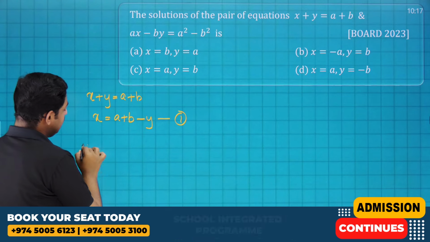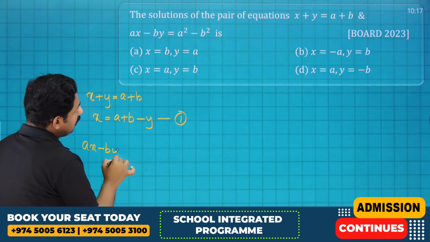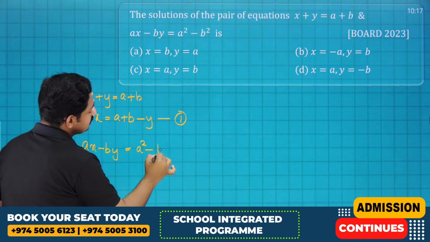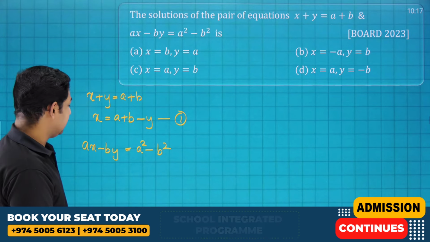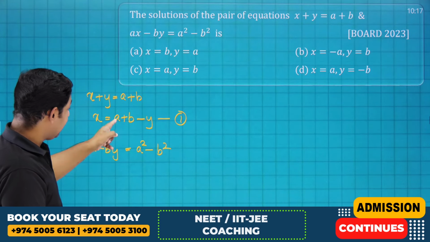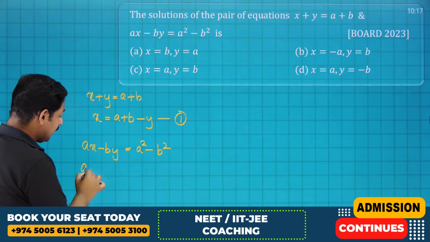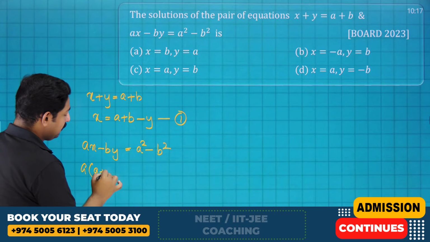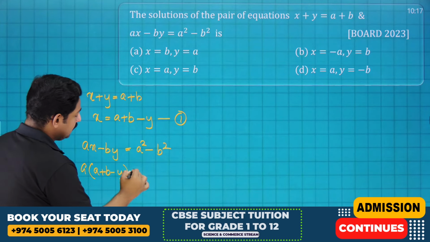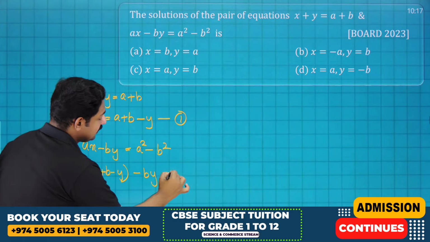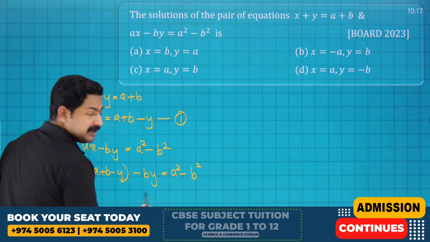And the second equation is ax minus by is equal to a square minus b square. This is the second equation. So I am substituting the value of x over here. So a into the value of x, which is a plus b minus y, then minus by, which is equal to a square minus b square.